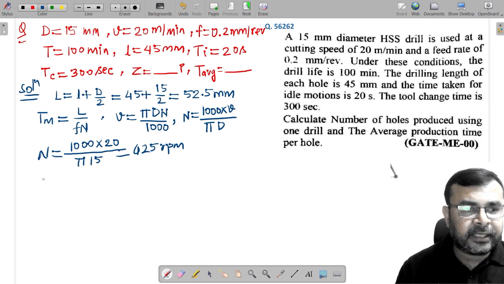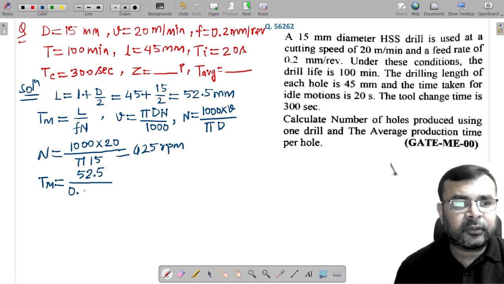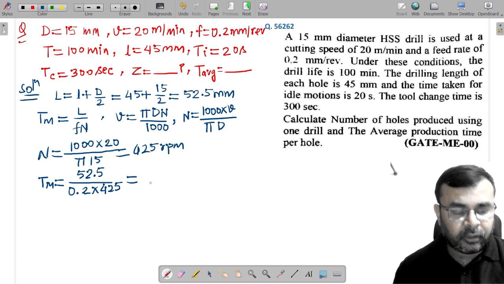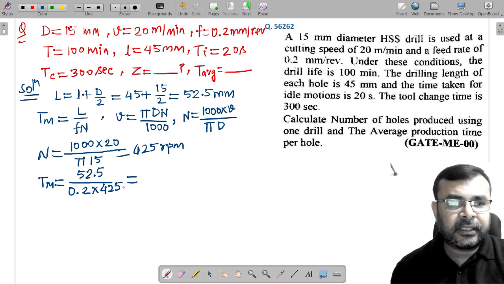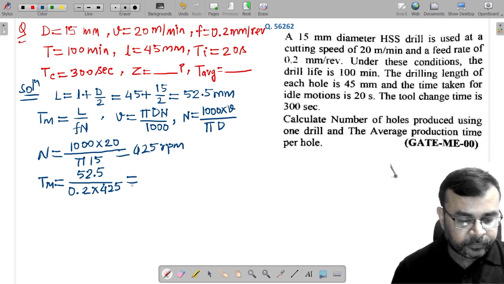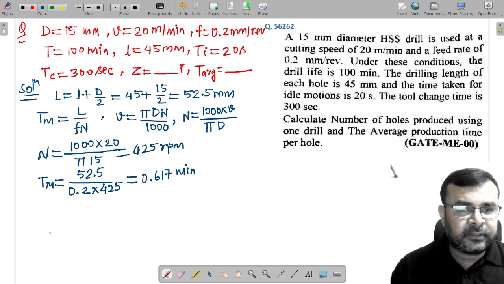What about machining time? The machining time is the length, 52.5 millimeter, divided by F, which is 0.2 millimeter per revolution, and N, which is 425. Solving this, I get 0.617 minute. This is the machining time.